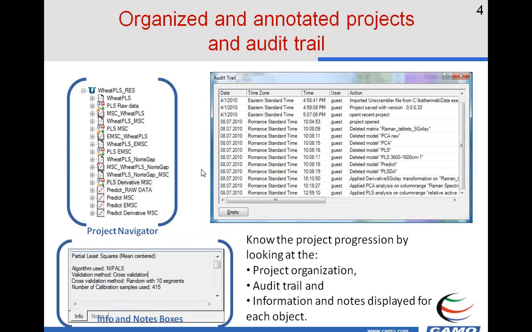Another way to see what has been done is to follow the audit trail. So in addition to the information that you can get in the tree, you can see things that have been deleted. So you have all the actions that are listed in order at the different times when you did the different actions. So this organization will help you to really know what's going on.